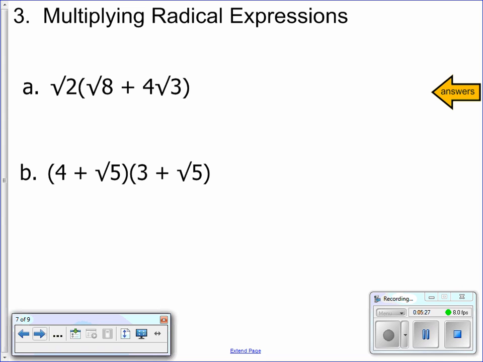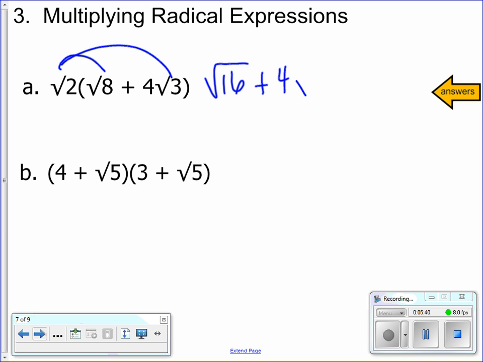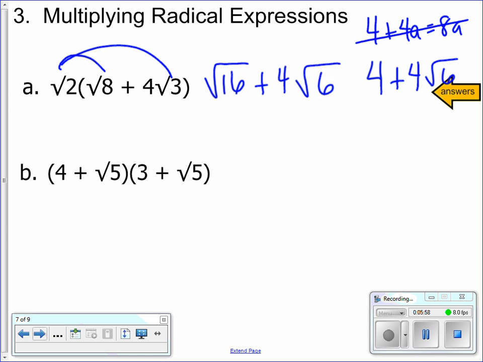Okay, this one we're going to use our distributive property. So 2 times the square root of 8 is the square root of 16. Square root of 2 times 4 square root 3. So we add 4 square root 6. The square root of 16 becomes 4 plus 4 square root 6. We cannot put those together and call it 8 square root 6. That would kind of be like us saying 4 plus 4a equals 8a. And we know that's not true.